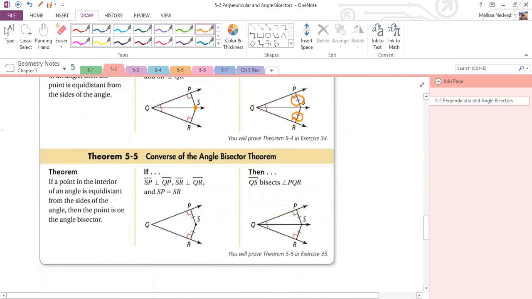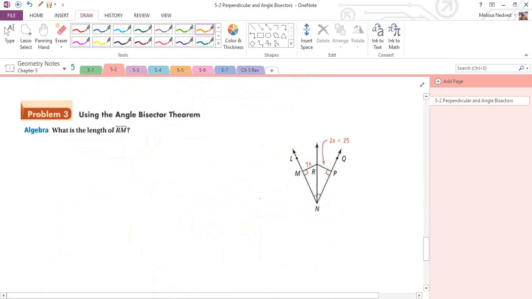So let's go ahead and try a few examples looking at angle bisectors. So I'm given a picture here. I've got angle LNQ, and I want to know the length of RM. And RM is like how we'd measure the distance from R to side LN. It's that perpendicular. So a couple things I want to notice right away. RN is an angle bisector. Notice right here I've got my congruent angle markings. That's how I can tell I have an angle bisector. So RN is an angle bisector.